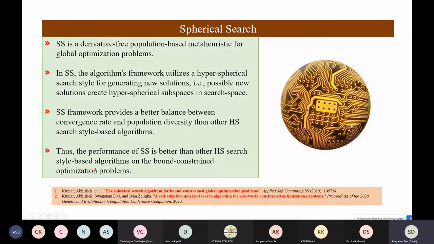Spherical search is a derivative-free population-based metaheuristic for global optimization problems. In spherical search, the algorithm's framework utilizes a hyperspherical search style for generating the new solutions. That means possible new solutions create hyperspherical subspaces in the search space. This framework provides a better balance between the convergence rate and the population diversity than other HS search style based algorithms. Thus, the performance of SS is better than other HS style search algorithms on bound constrained optimization problems.